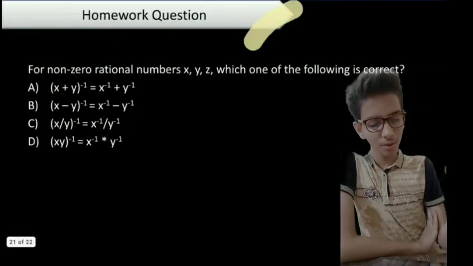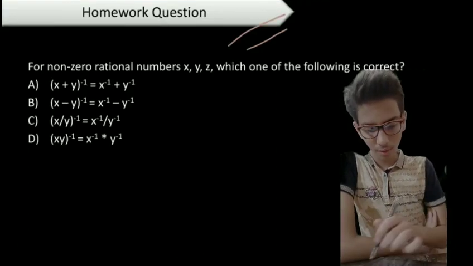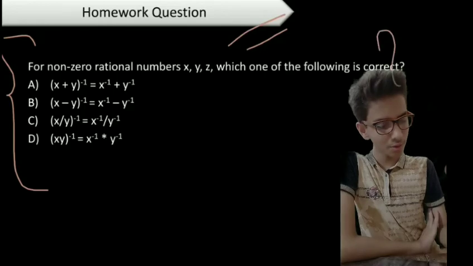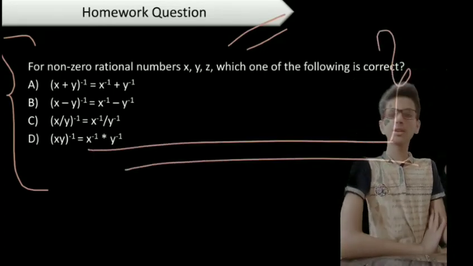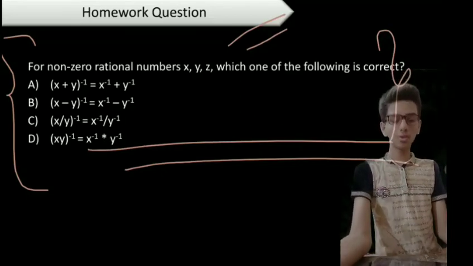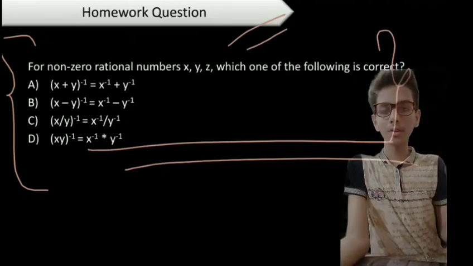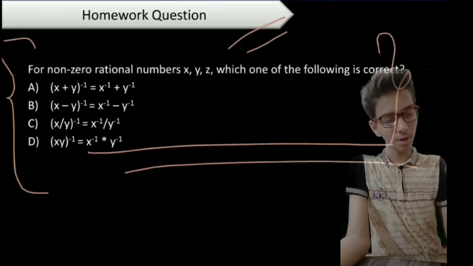Now this is the homework question for today's video. This is the homework question from rational numbers. You should solve it. This question is a brilliant one, right? You are going to get a good understanding of the concept if you just solve this question. If you are able to solve this question, just think that you are good with the chapter rational and irrational numbers.